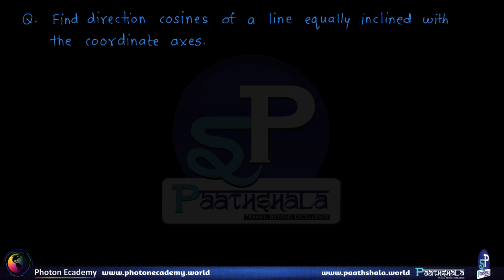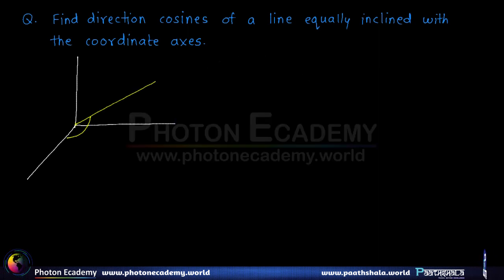Find direction cosines of a line equally inclined with the coordinate axes. So now here if we imagine some line which is such that the three angles that it makes with the three axes, they all are the same. So that means instead of assuming them as alpha, beta and gamma separately, we can consider all the angles to be the same, say alpha, correct?